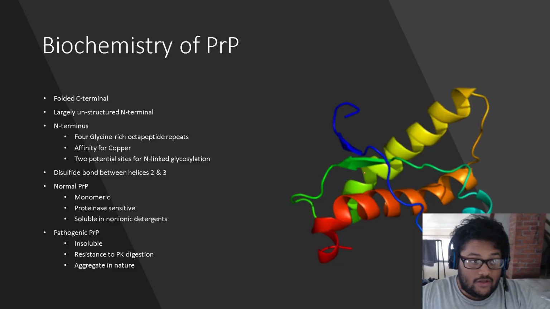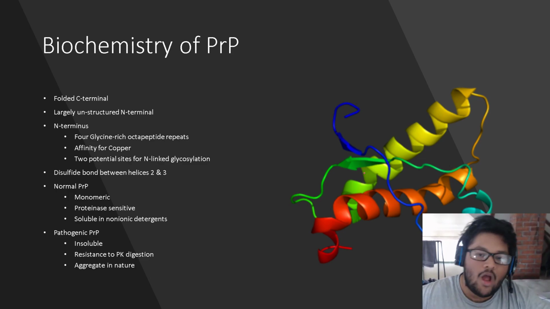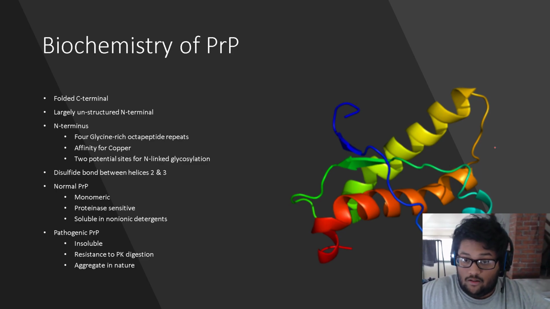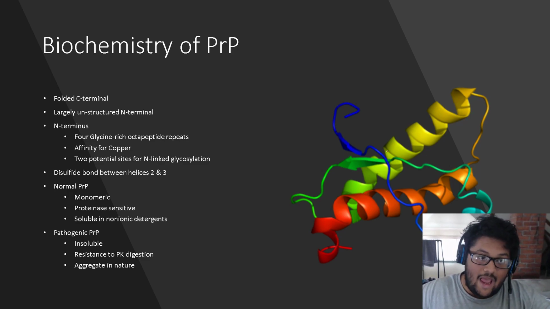So going into the biochemistry of PRP itself, it has a folded C-terminal and a largely unstructured N-terminal. The N-terminus actually contains 4 glycine-rich octapeptide repeats that have a high affinity for copper, and they also have 2 potential sites for N-linked glycosylation, which was shown in the earlier image. It showed those carbohydrates attached to these helices, and that occurs at these 2 sites that they found out. And there's also that disulfide bond that the earlier model showed as well.